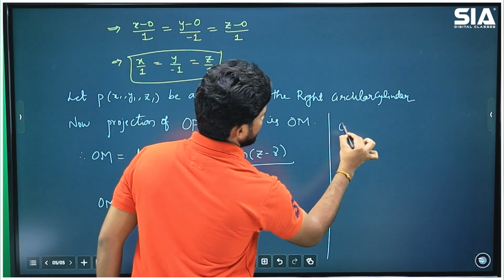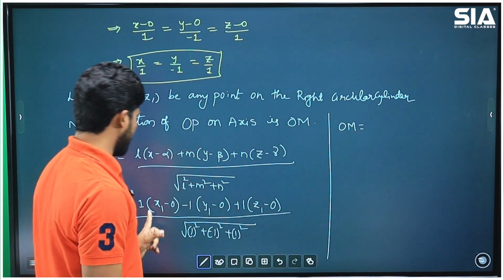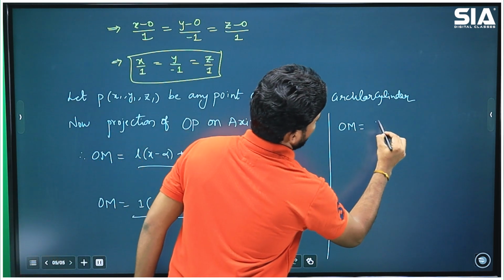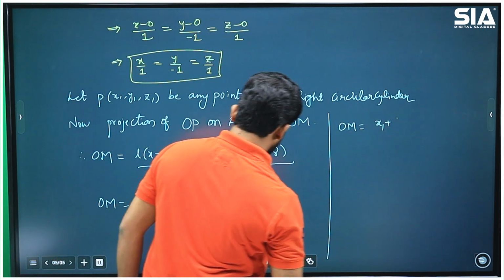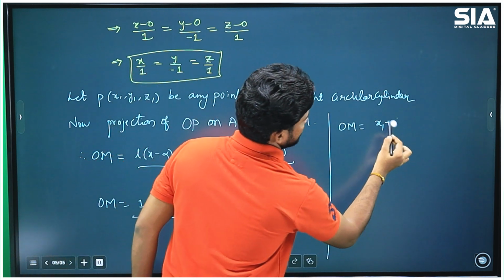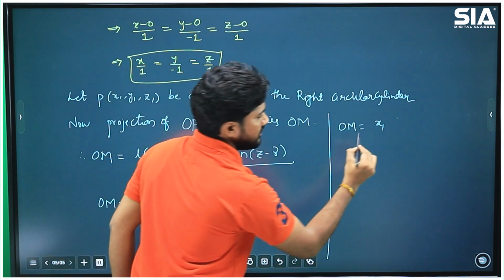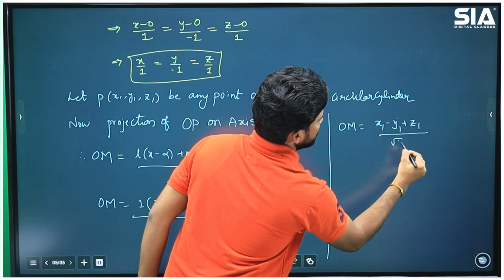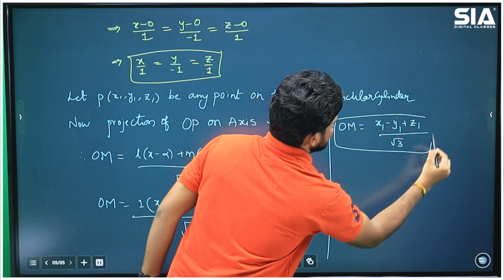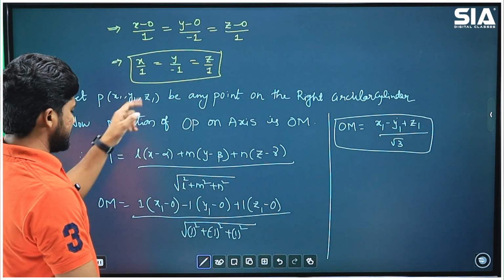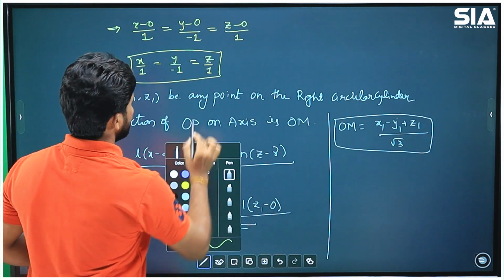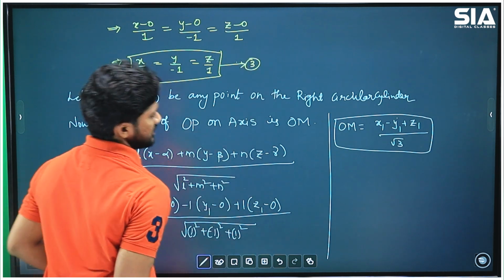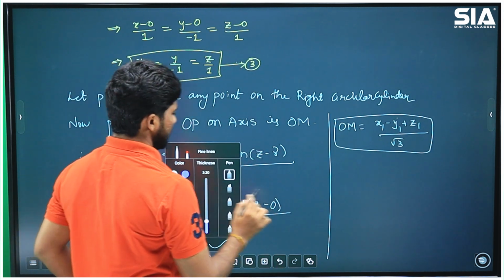So the projection OM is equal to (x1 minus y1 plus z1) by root 3. This is the projection value, so take it as equation number 1. Already 1 and 2 are done, so this is equation number 3, and now take it as equation number 4.